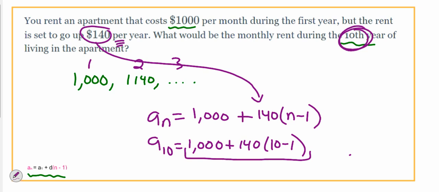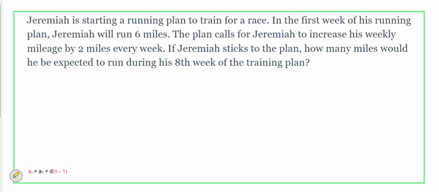All right, I got 2,260. That's kind of expensive rent, don't you think? That's a dollar sign, by the way. That doesn't look like a dollar sign, does it? All right, hopefully your calculator got that as well. 2,260. Yeah, hopefully we moved before it got to be that expensive, right? So the 10th year, 2,260 in rent. All right, let's do one more of these.